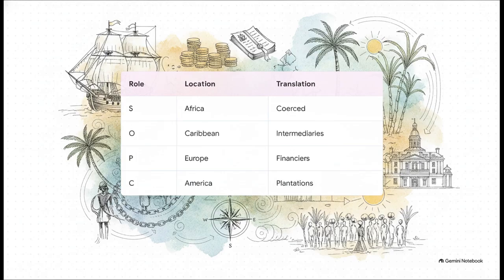In this map, Europe and Britain act as the provider, right? They are organizing the ships and financing the trade. America is the customer cell, generating the economic demand. The Caribbean serves as the other parties, acting as crucial intermediaries. And Africa is mapped to the supply position.